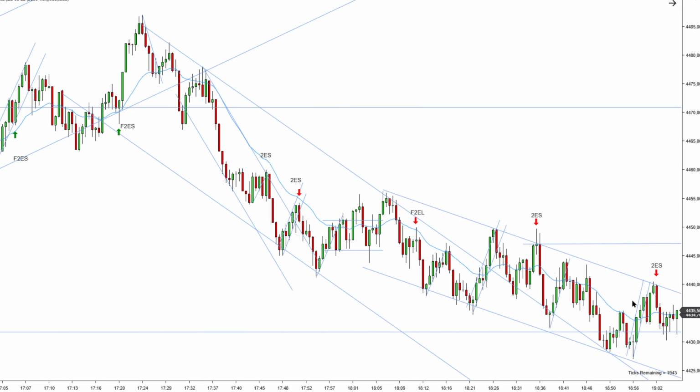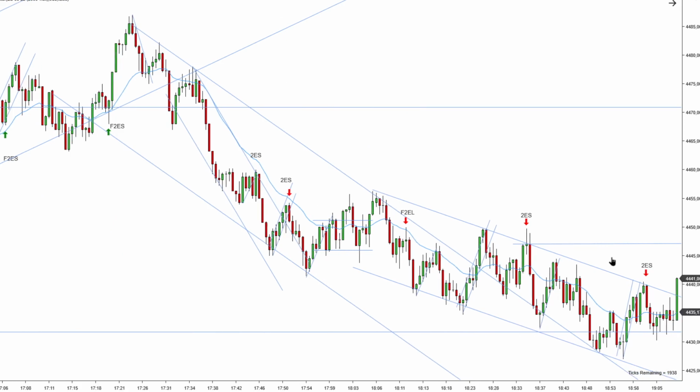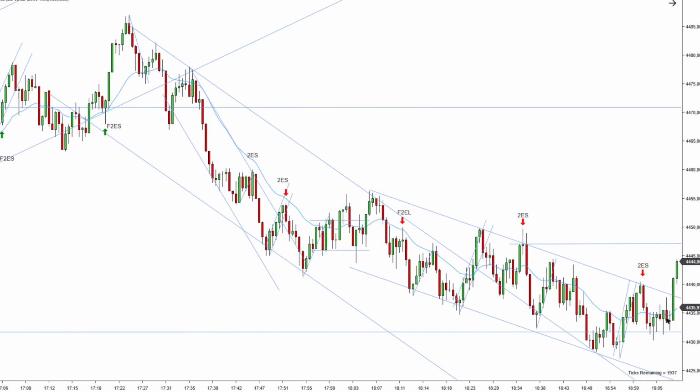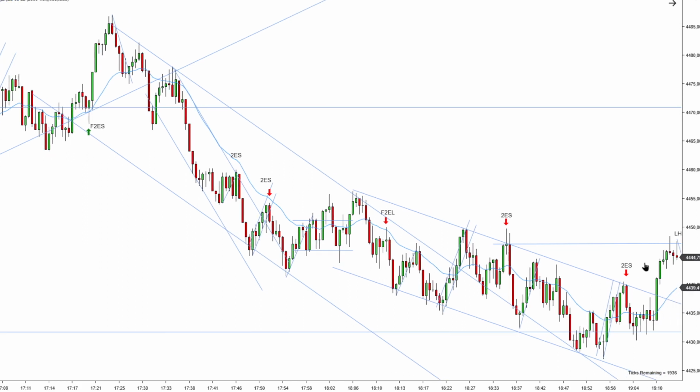Okay, price is starting to get a little bit flatter. It's not such a strong downtrend. It's starting to flatten out. It's starting to be more of a trading range. You get a failed second entry long, but price by then is completely congested. EMA is completely flat. So just sitting patiently.